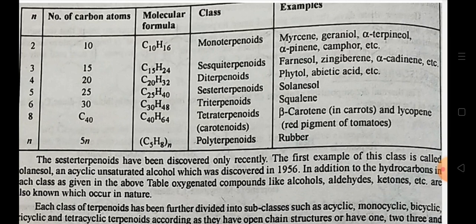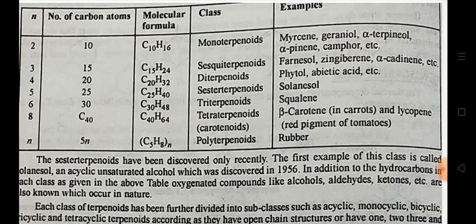If the value of n is 3, the number of carbon atoms is 15 and the molecular formula is C15H24. The classification is sesquiterpenoids and the examples are farnesol, zingiberene, alpha-cadinene, etc. If the value of n is 4 and the number of carbon atoms is 20, then the molecular formula is C20H32. The classification is diterpenoids and the examples are phytol, abietic acid, etc. If the value of n is 5, the number of carbon atoms is 25 and the molecular formula is C25H40. The classification is sesterterpenoids and the example is solanazole.